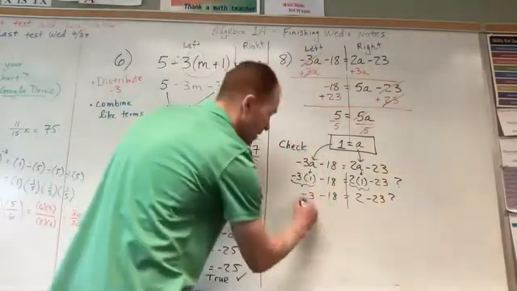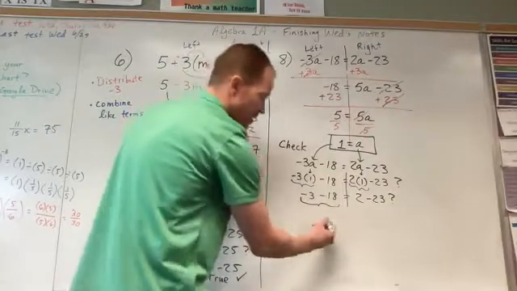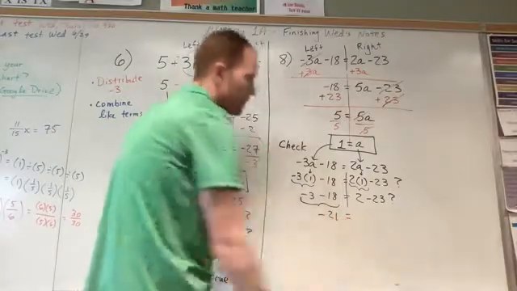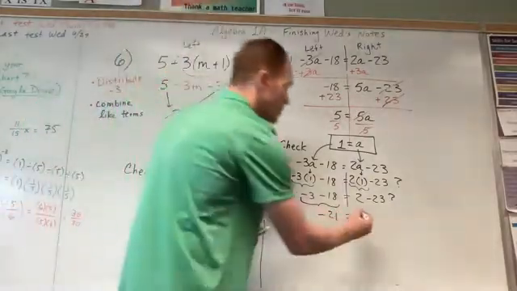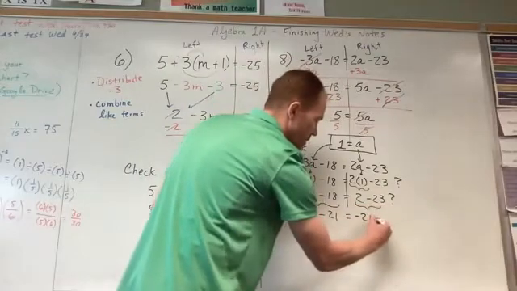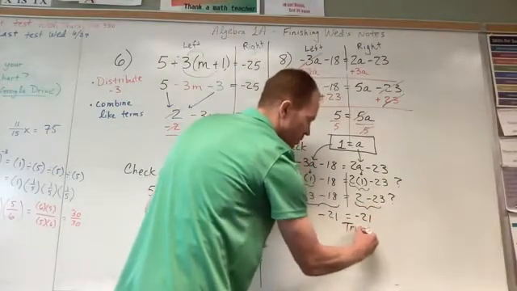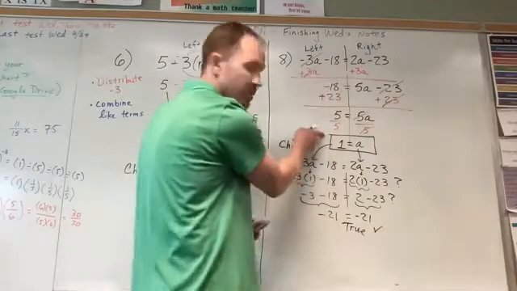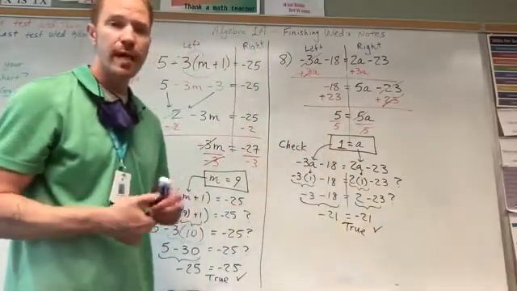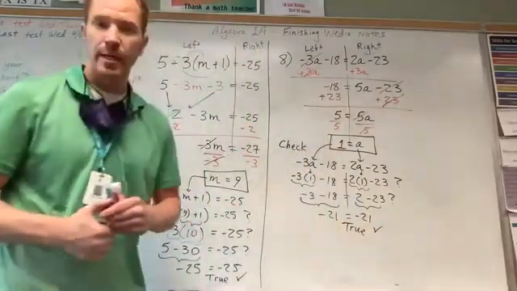Well, let's see. On the left side, negative 3 minus 18 is going to be a negative 21. Is that equal to, on the right side, 2 minus 23? Yeah, that's a negative 21. So that's true. So my solution of 1 equals a, or a equals 1, seems to be good.